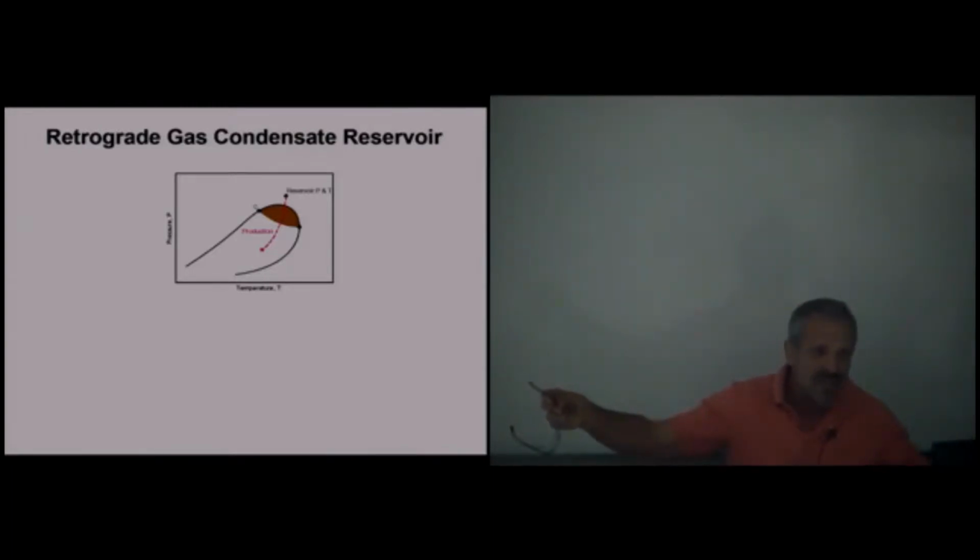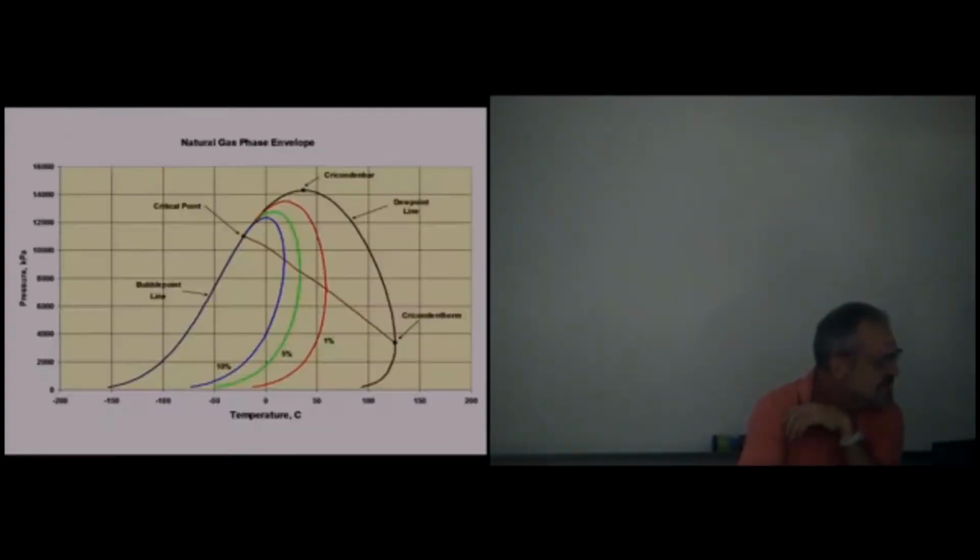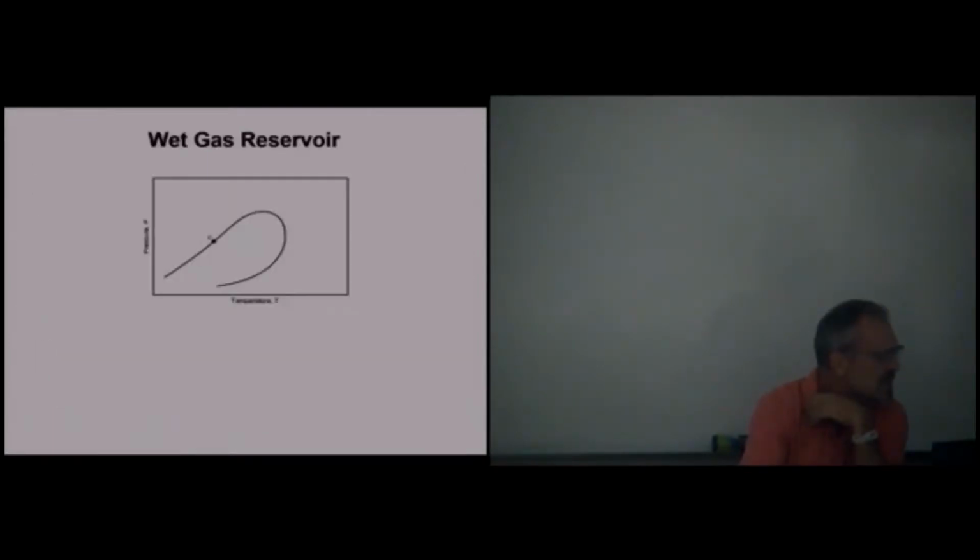They all produce gas. But as we move to the right, the ratio, the GOR, increases, and the yield decreases. And I just have this one up there because it shows the quality lines of a retrograde condensate and how you can pass through them.